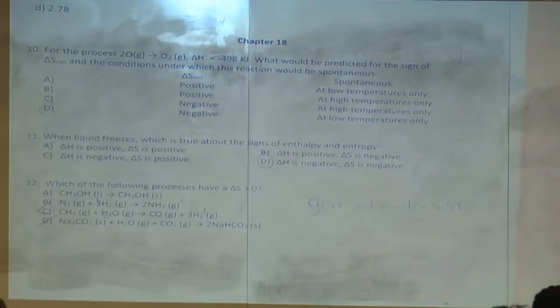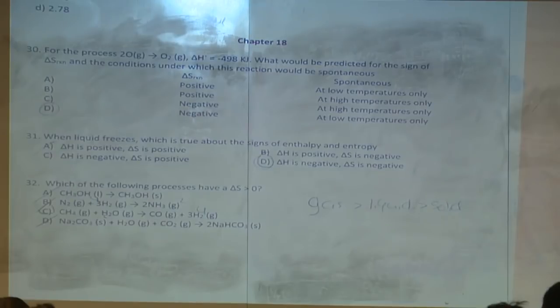Yes? Why is number 31? So you went from a liquid to a solid, that means the delta S must be negative and heat should have been released. And then the entropy, the delta S, is negative because you're going from a liquid to a solid. So when you go from a liquid to a solid, the particles don't move around as much. Okay.